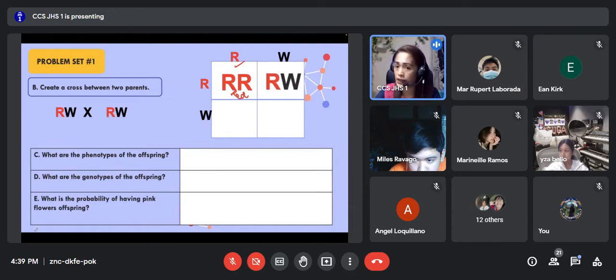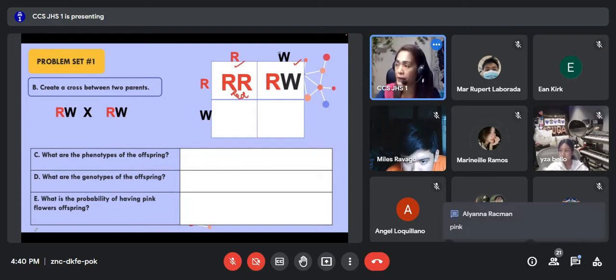How about on the second quadrant here? You have RW, RW. What is the flower if you have this genetic code? Pink, red, or white? Pink. Okay, pink. Very good. That's pink. This will result to pink.